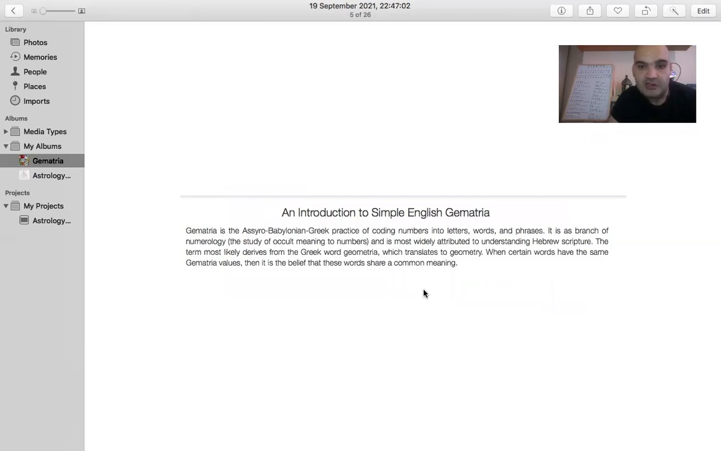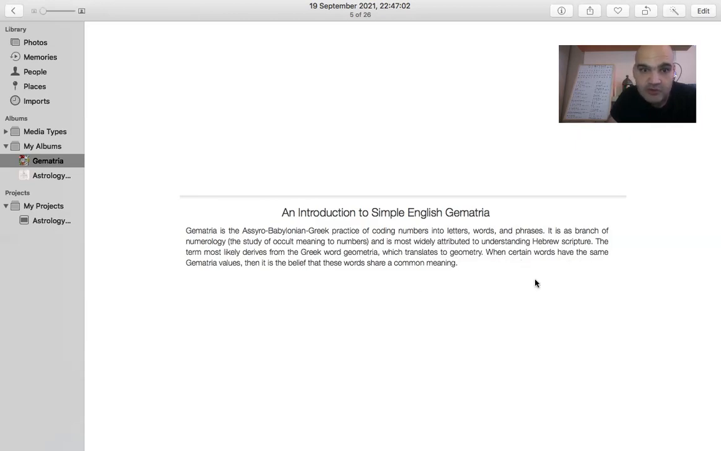this is an introduction to simple English gematria. Gematria is an Assyrio-Babylonian Greek practice of coding numbers into letters, words and phrases. It is a branch of numerology, the study of the occult meaning of numbers, and is the most widely attributed to understanding Hebrew scripture. The term most likely derived from the Greek word geometria, which translates to geometry.